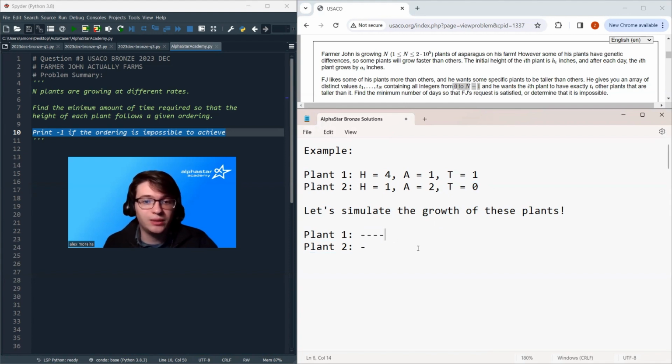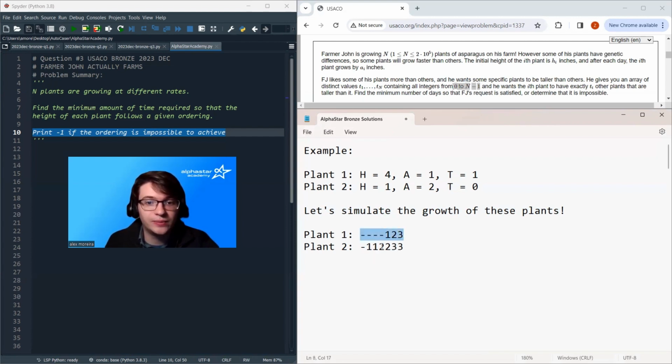So after 1 day, plant 1 will grow by 1 unit, and I'll just use numbers to mark the growth rates. So this is day 1. Plant 1 has grown 1 unit, plant 2 has grown 2 units. Now let's look at day 2. Plant 1, again, grows 1 unit, so it's now grown 1, 2. Plant 2, on the other hand, grows 2 units. All right, so now we're going on to day 3. Plant 1 grows another unit, and plant 2 will also grow 2 more units.